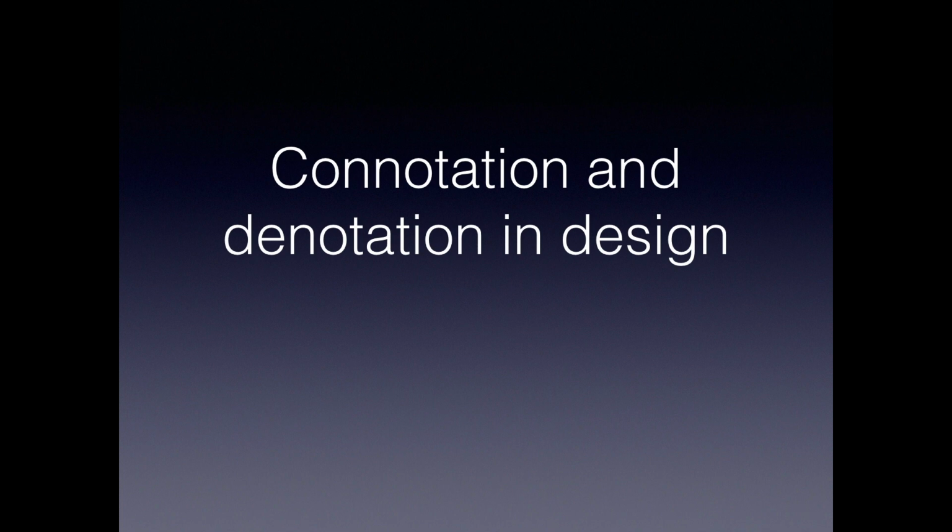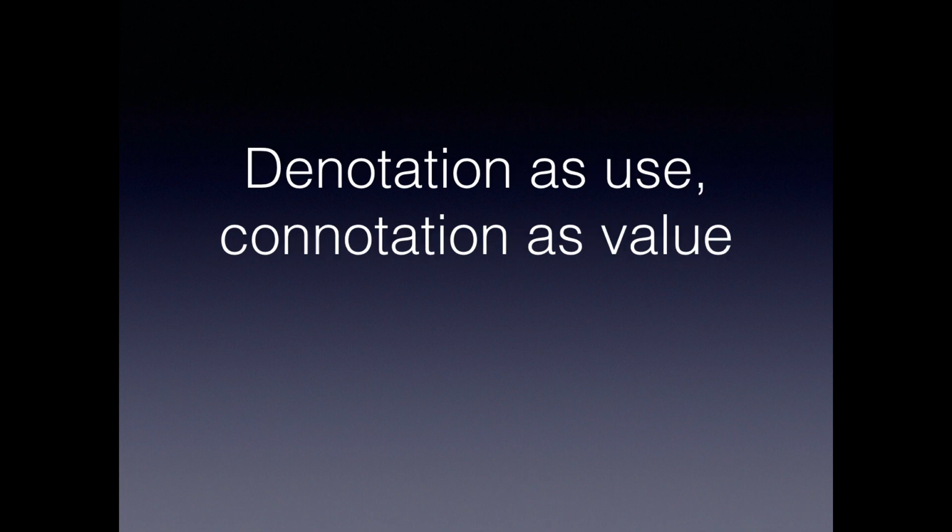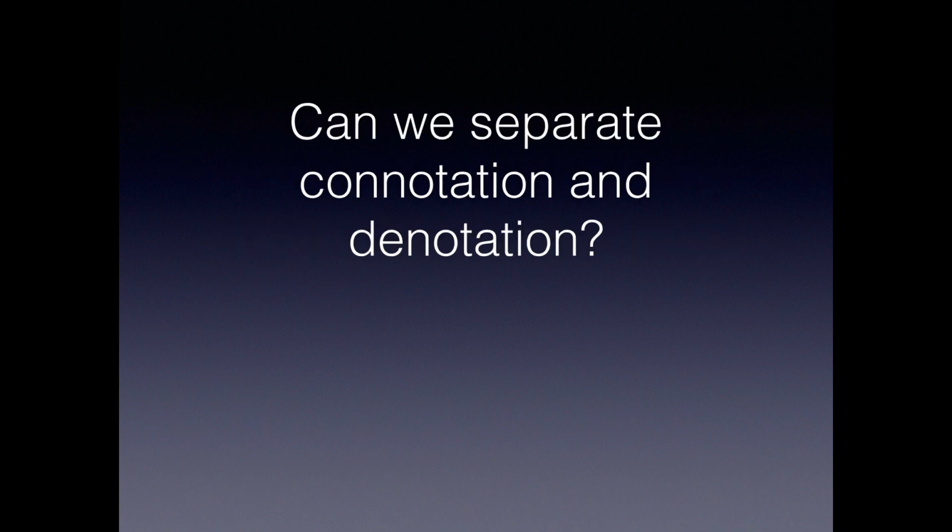So we think of denotation as how something is used, and connotation is its value or what it means to us, not just to me, but to everybody. And one of the things we have to think about is, how much can we separate connotation and denotation? They're going to be linked together, but we can typically look at how much agreement there is as to what something means.